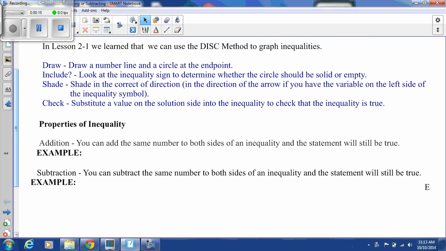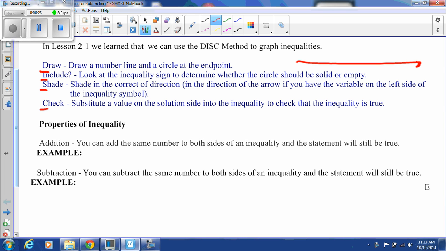In Chapter 1, we learned that we can graph an inequality by using the DISC method. This is just a way to help us remember the steps to follow when graphing. For instance, let's say we have the inequality x is greater than 2. So to graph x is greater than 2, we start with a number line.